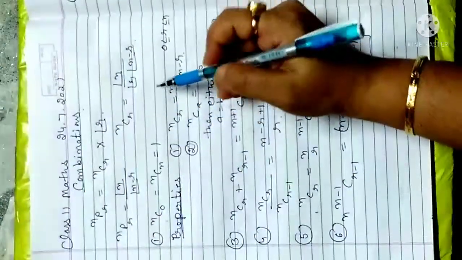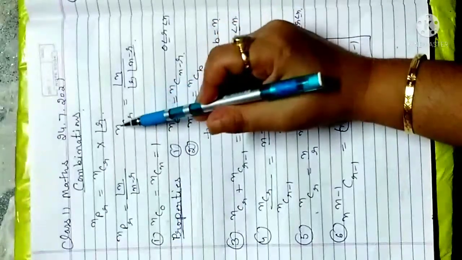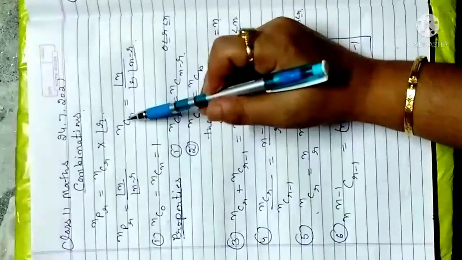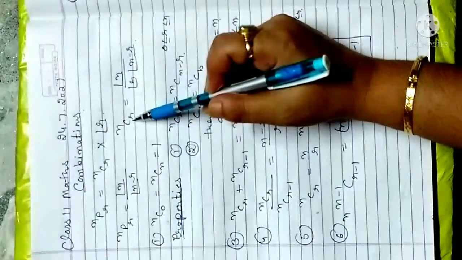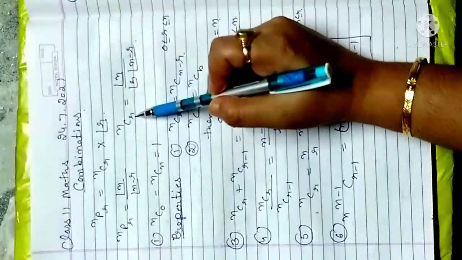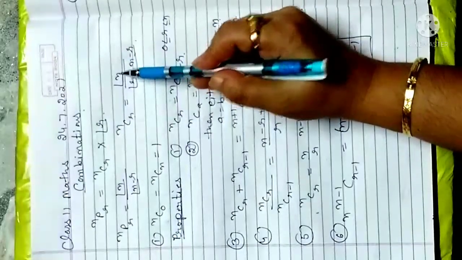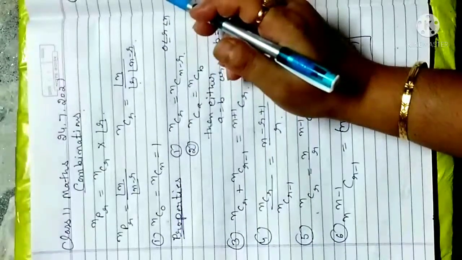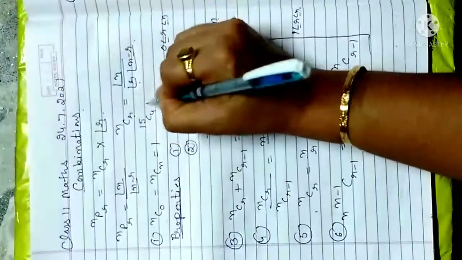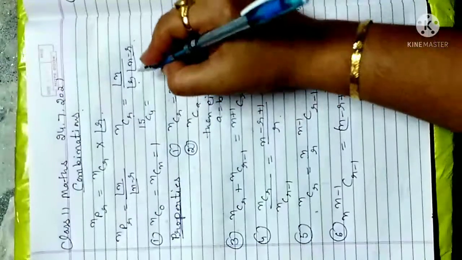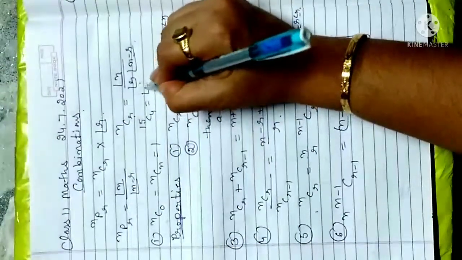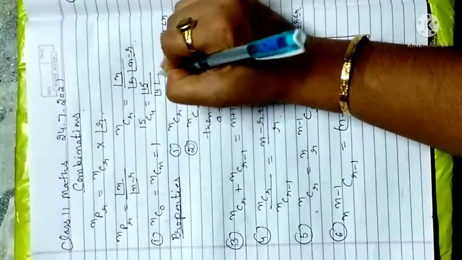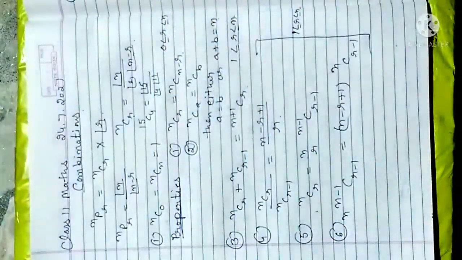So for the combination formula, n is the total number of things, and r is how many things are to be selected from n. So the formula is nCr equals factorial n by factorial r into factorial n minus r. For example, 15C4. If I apply the formula, I will write factorial 15 by factorial 4 into factorial 15 minus 4, which is 11.